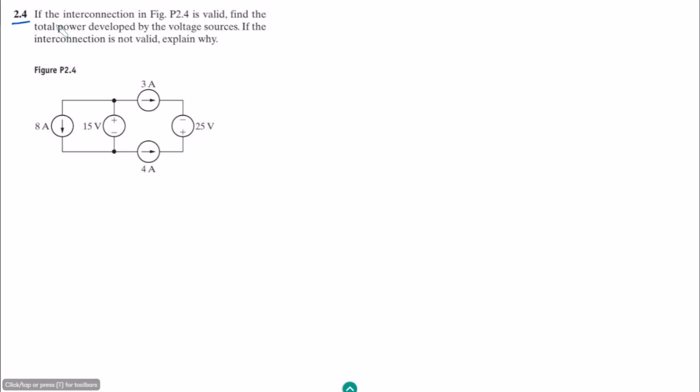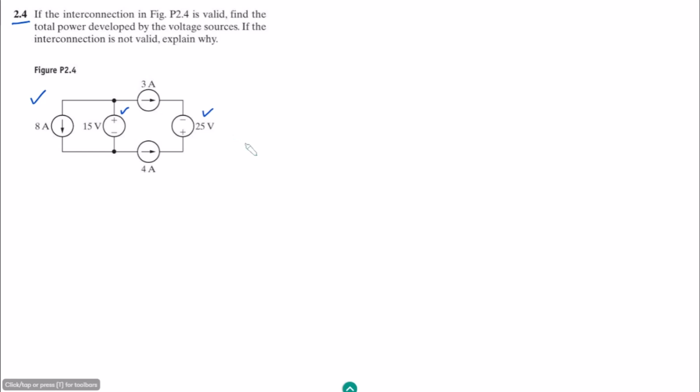The statement of this question is: if the interconnection in figure P2.4, this is the figure, is valid, find the total power developed by the voltage sources. Here we have this voltage source and this voltage source as well. If the interconnection is not valid, explain why.